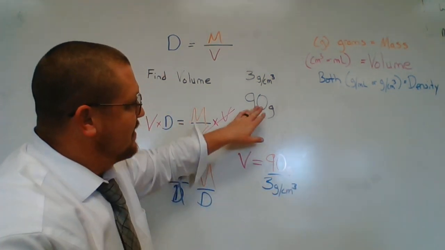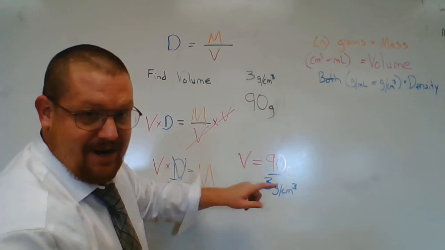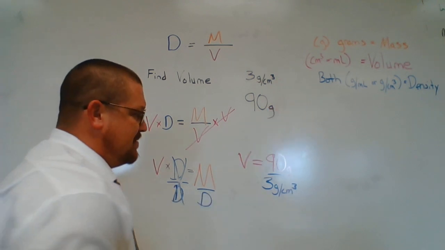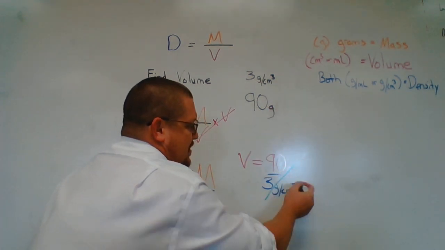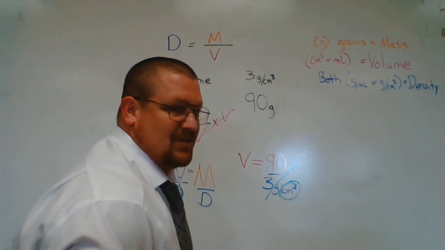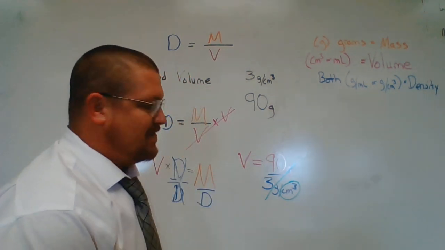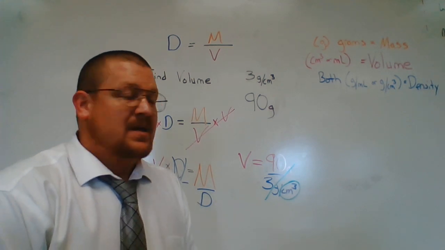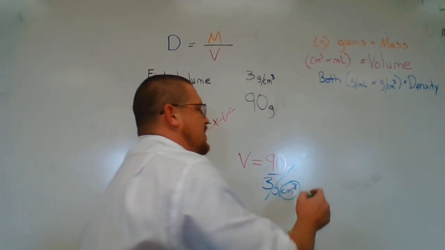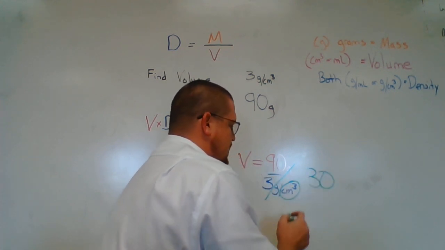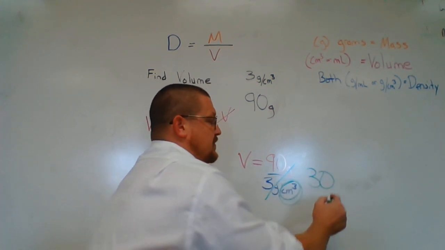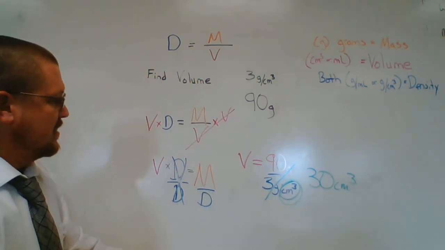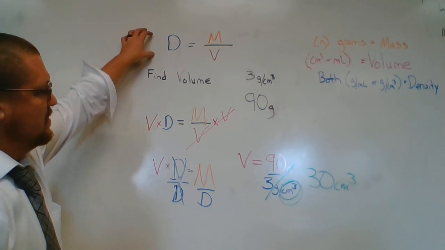So if we solve this, 90 grams and 3 grams on the bottom, again, we have the same thing there. We have identified it on the top of the numerator and the bottom, so we're going to cancel these out. Our units are going to be centimeters cubed. Now 90 divided by 3, a big number divided by a small number, is going to give us a number greater than 1. So 90 divided by 3 is 30. Our unit is right there, centimeters cubed.